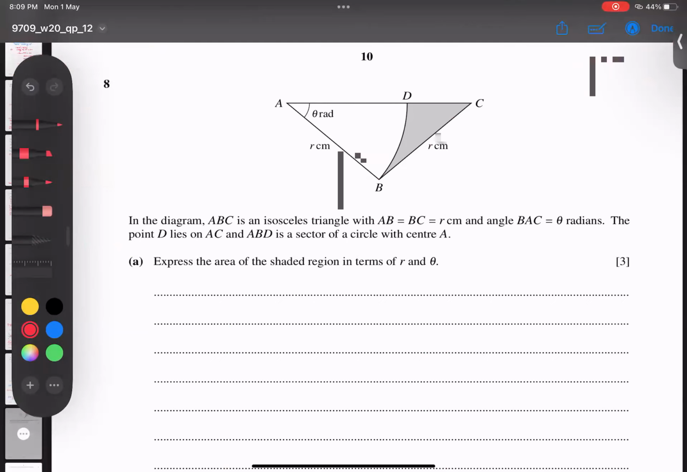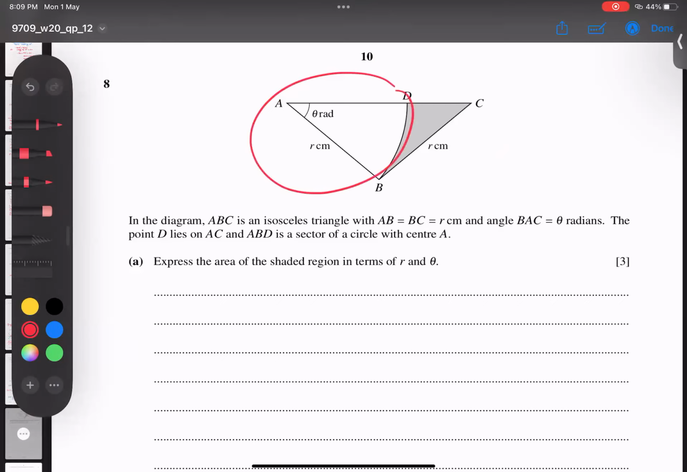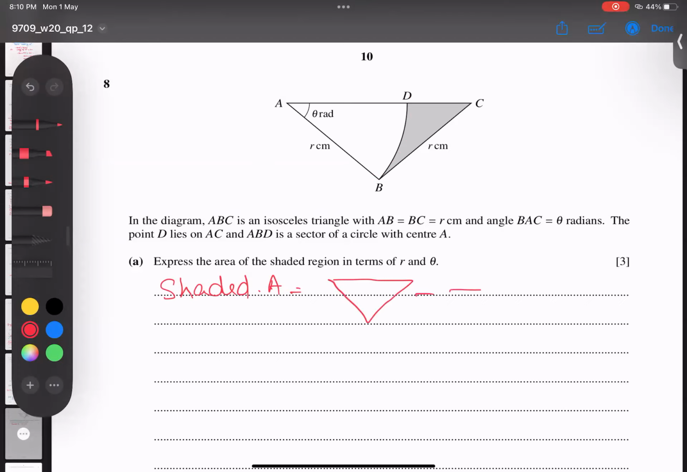Question number 8, we have to express the shaded area in terms of r and theta. Very interesting. So let's see what is the plan of action. So the full bigger shape, can I say, plan? Big shape area minus sector area. Exactly. So can I say the shaded area plan is, first of all, always make a plan. So shaded area, I can say triangle area minus sector area. And I believe you're understanding.